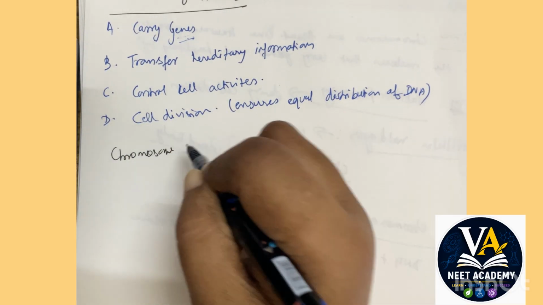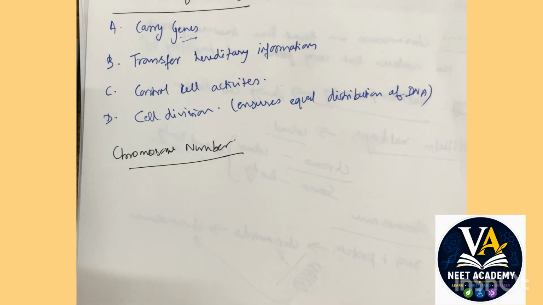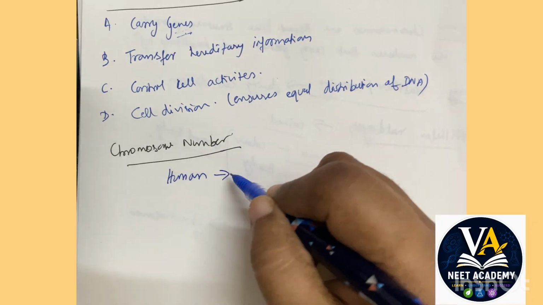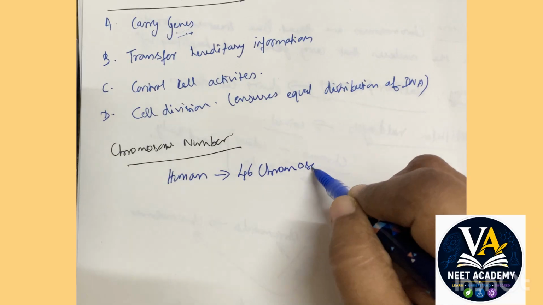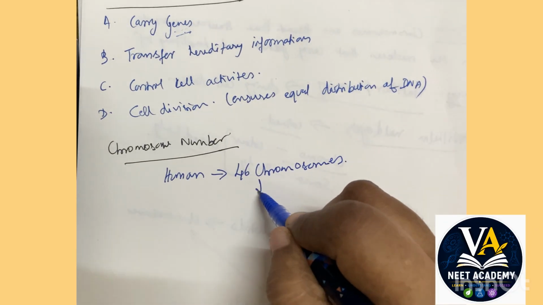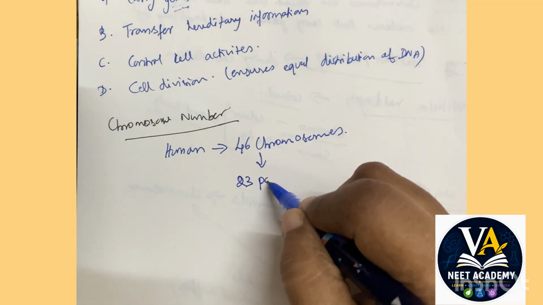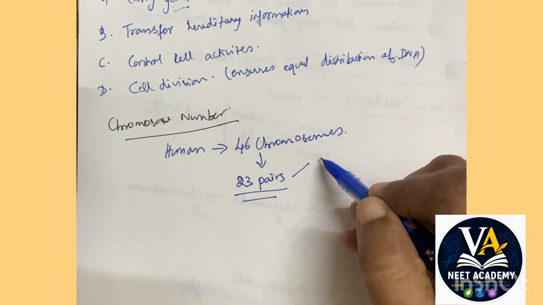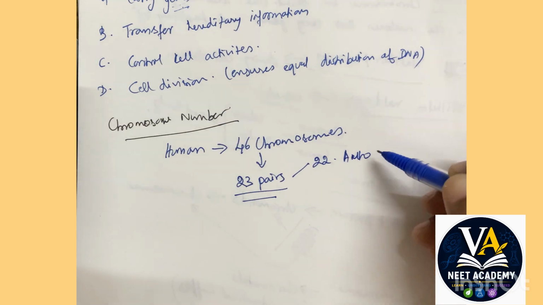Chromosome number. All of you, do you know how many chromosomes humans have? We all have 46 chromosomes. Now, instead of 46, we can also represent them in pairs. So, you can always say 23 pairs of chromosomes. Of these 23 pairs, 22 are autosomes.